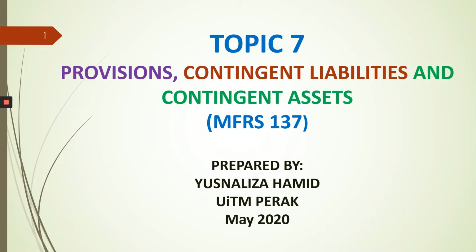Today we're going to have a lecture on MFRS 137 provisions, contingent liabilities and contingent assets. For information, MFRS 137 is equivalent to International Accounting Standards 37 that is issued by the International Accounting Standards Board, previously known as International Accounting Standards Committee. Let's start.